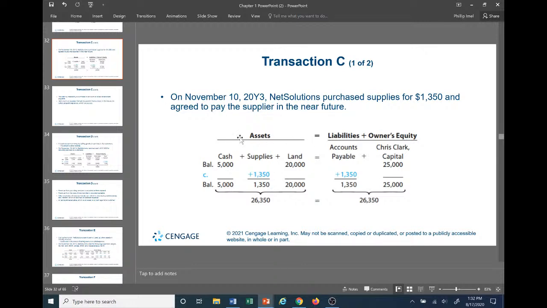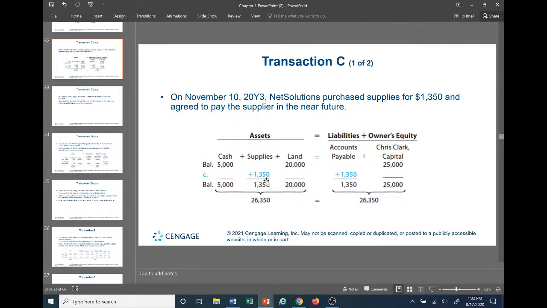So now we've just incurred another asset, right? So on assets, nothing changes on the left here. We just have more assets now to account for instead of just cash and land. So now the third transaction, we're receiving supplies. So our supplies increase by $1,350, right? So now let's take a look at the total assets. Now we have $26,350 in assets, and that's made up of cash of $5,000, supplies of $1,350, and land of $20,000.